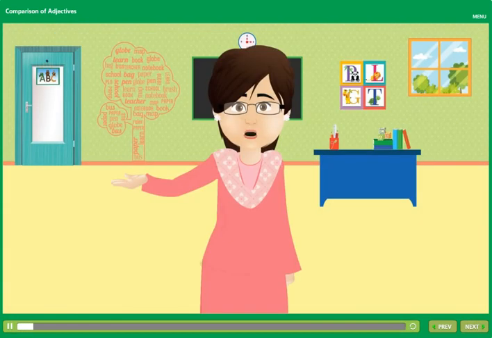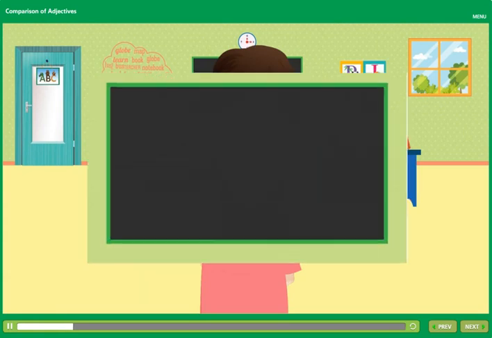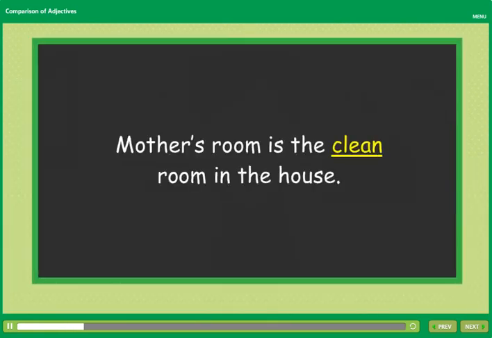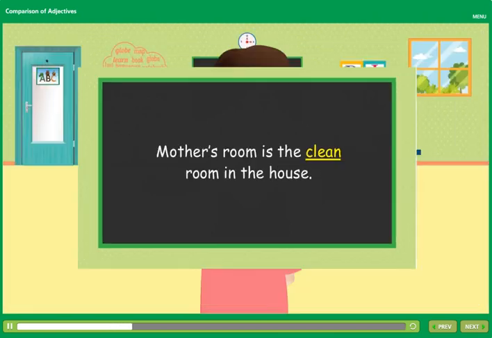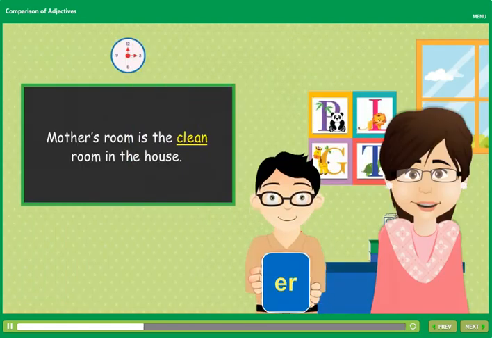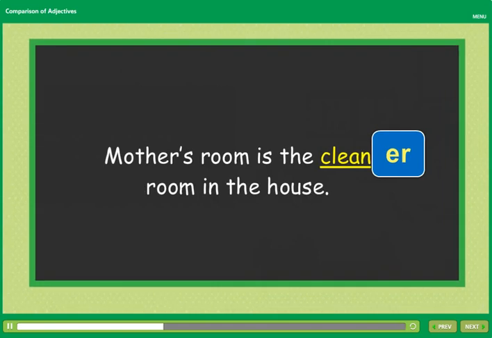Okay, now listen to the sentence carefully. Mother's room is the dash room in the house. Who can tell me what should we add to clean to make the right word? Mother's room is the cleaner room in the house.